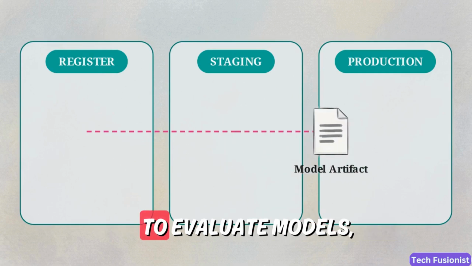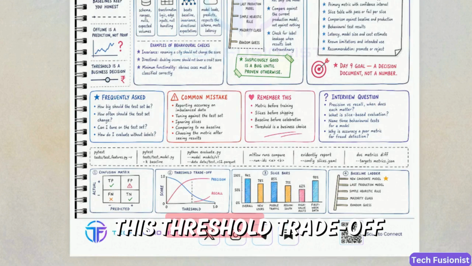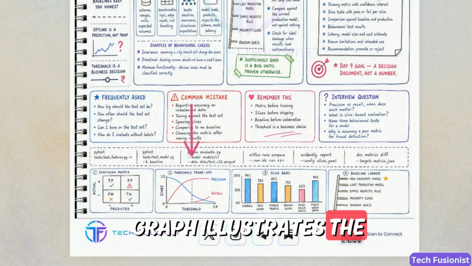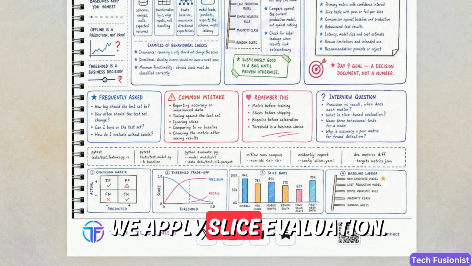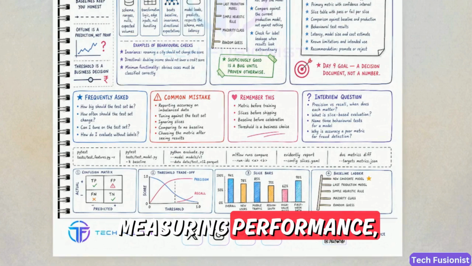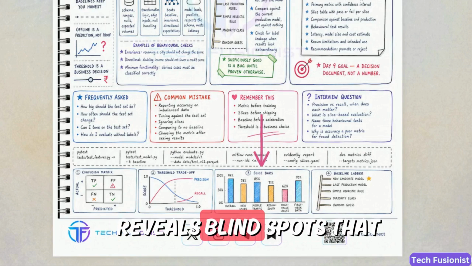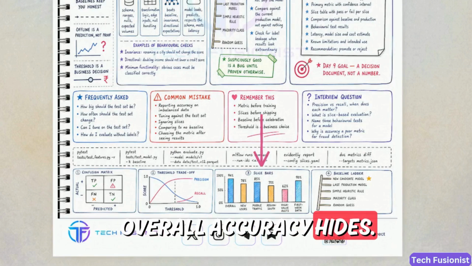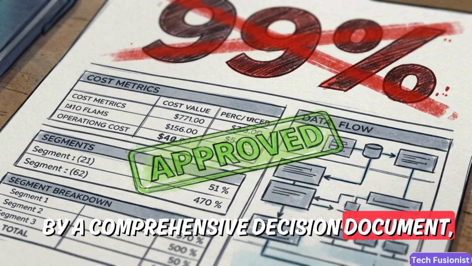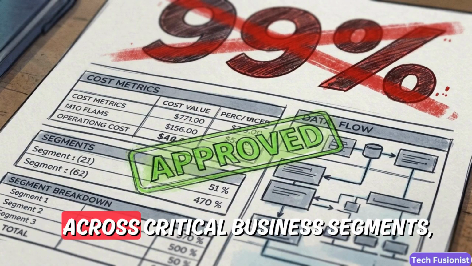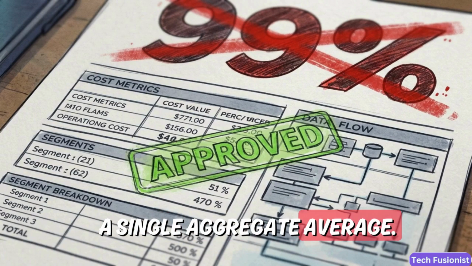To evaluate models, we look past simple accuracy. This threshold trade-off graph illustrates the balance between precision and recall. Next, we apply slice evaluation. Measuring performance across specific user segments, like mobile traffic, reveals blind spots that overall accuracy hides. A robust model is defined by a comprehensive decision document, measuring potential costs across critical business segments, rather than relying on a single aggregate average.